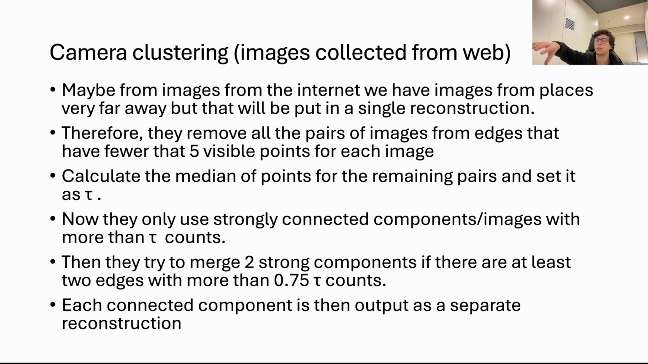And so they start with many clusters, let's say, and then they try to merge these clusters. They try to merge two strongly connected clusters if there are at least two edges with more than 0.75 t, so this threshold. And they keep doing this until there are no more edges that can be found that satisfy this constraint. And if there are still disconnected edges or clusters, then every one is a different reconstruction, let's say. So that's what they do.